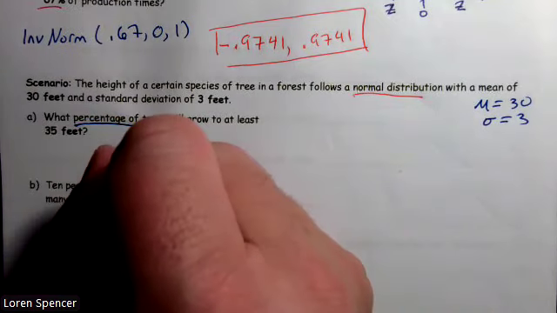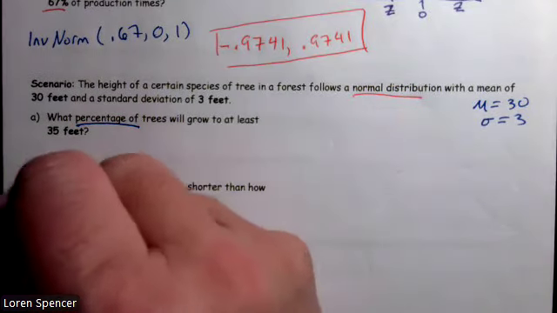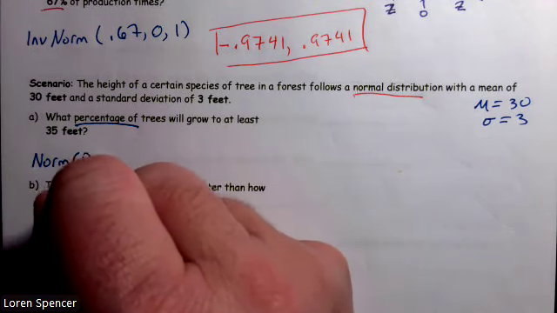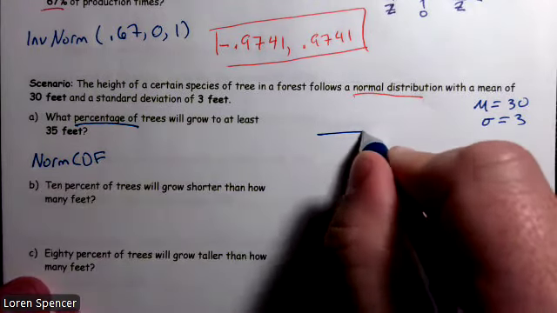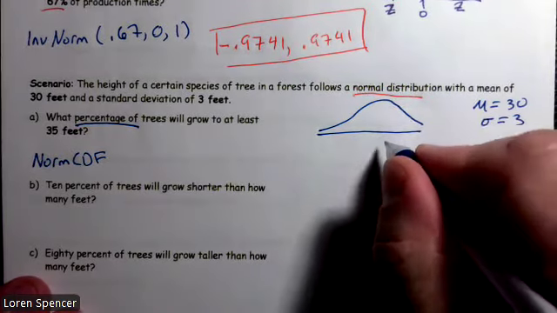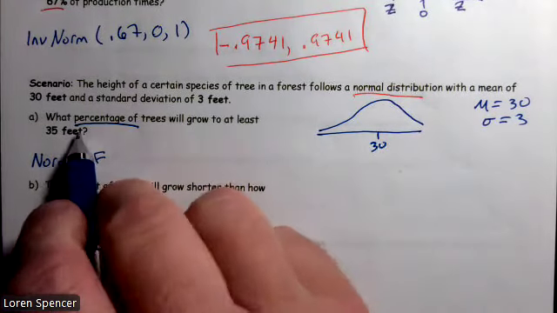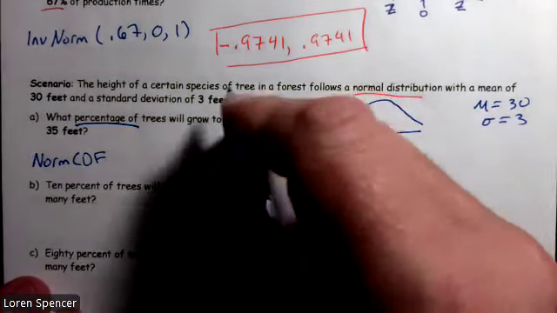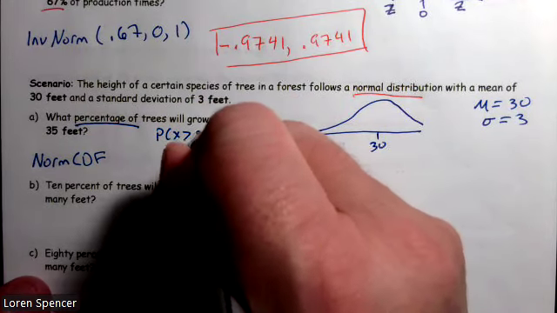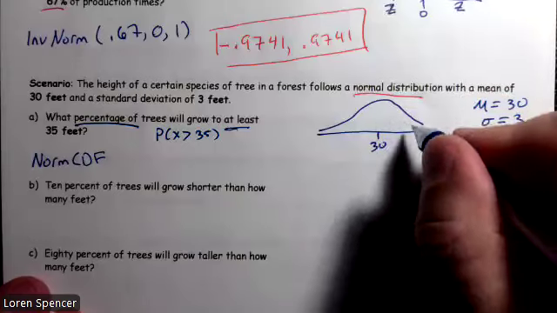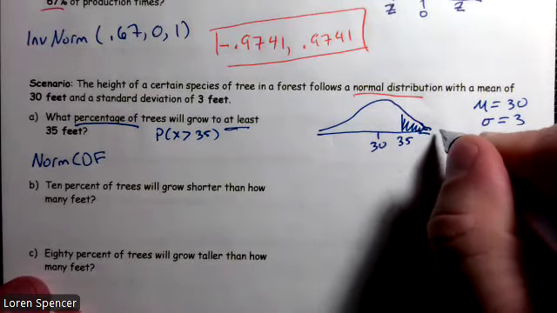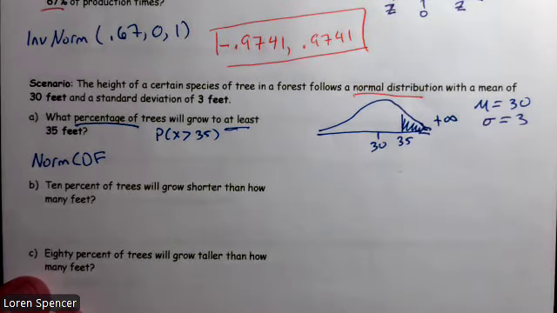Well, they're asking me to find the area. If they ask me to find the area, it's going to be a normal CDF. Let's draw our picture. And we have a mean of 30. And they want the probability at least 35. That means it has to be bigger than 35. So we're looking for the probability that X is greater than 35. So I'm going to put a 35 here, and I'm looking for this area. Please remember, this goes to positive infinity.